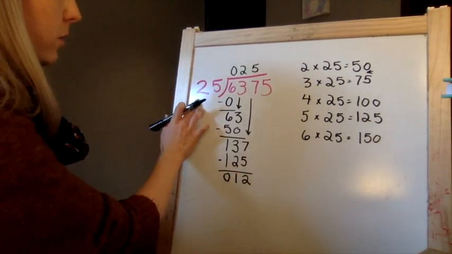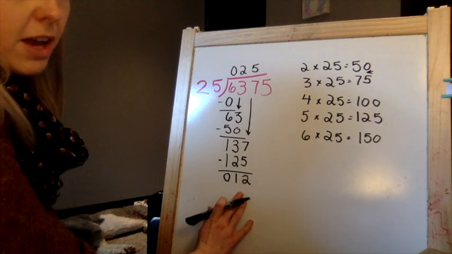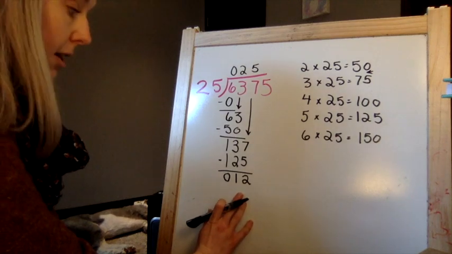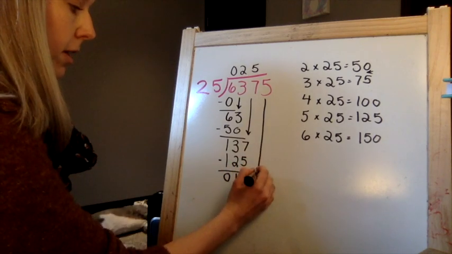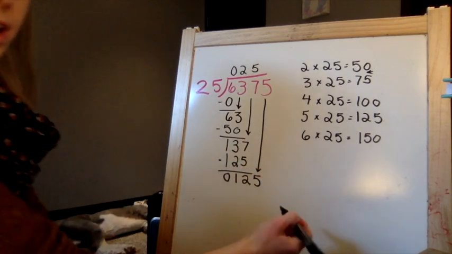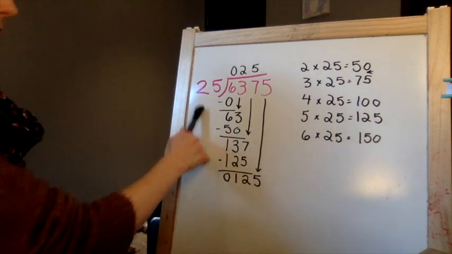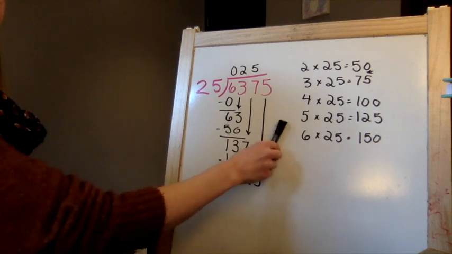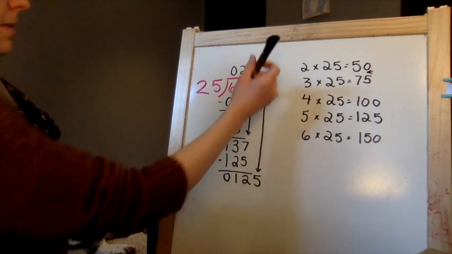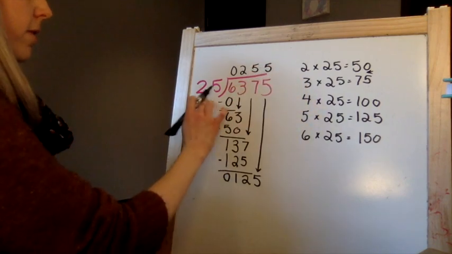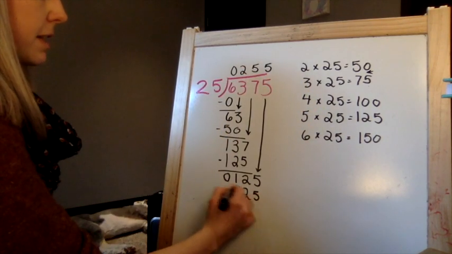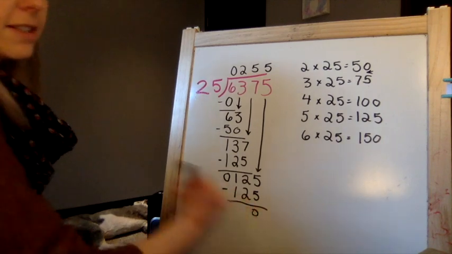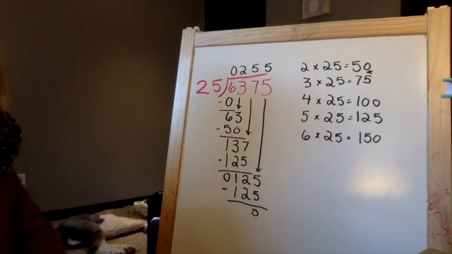So now 25 goes into 12. How many times? 0 times. It does not fit, but I still have this 5 to bring down. So now I have 125. 25 goes into 125 5 times. 25 times 5 is 125. Let's subtract to find the difference. It's 0. All right, first one down. Let's move on to the next one.